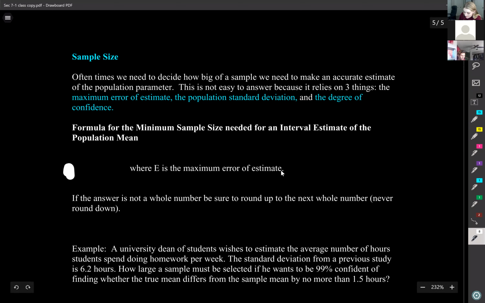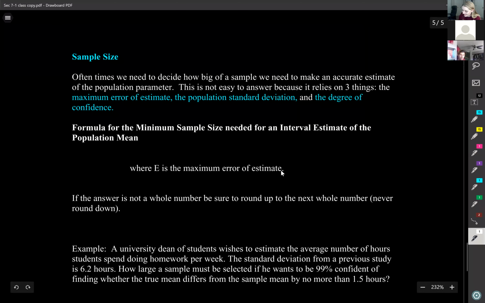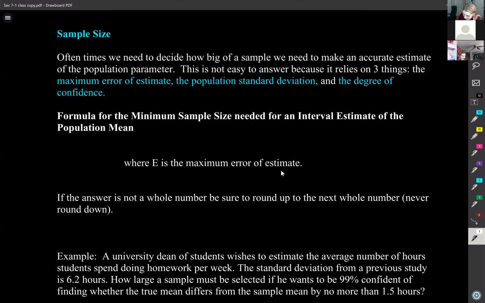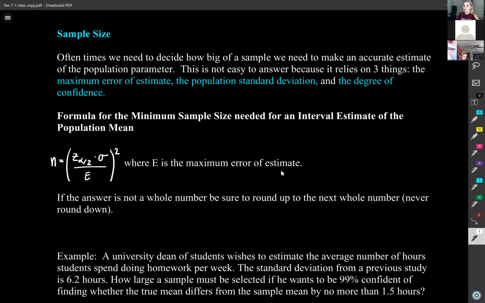So our formula is, and oh wow, that is way too big. I don't know why I had this on an 8. Okay, so our formula is n equals, where n is your sample size, z sub alpha over 2 times sigma over e, all squared, where e is the maximum error of estimate. You'll see what that looks like when we do an example, but the other things in this formula you should be familiar with.